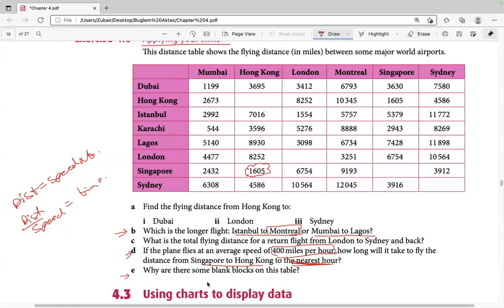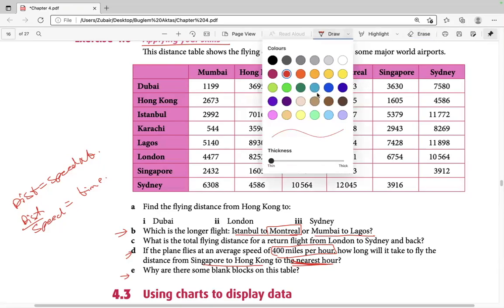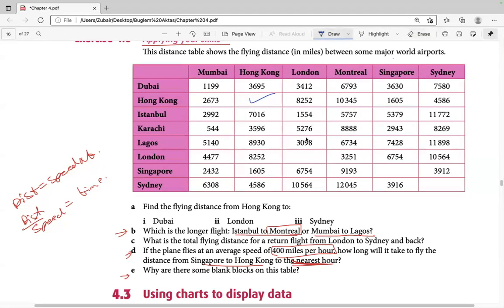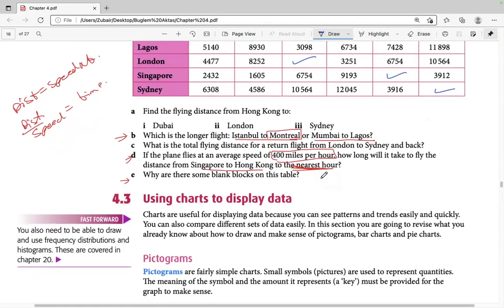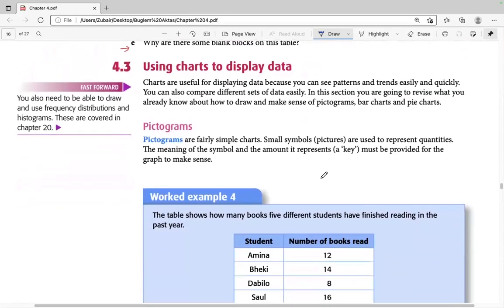E part. Why are there some blank blocks on the table? If it's blank, it doesn't go there, basically. Just see what's written in the first tick. That is Hong Kong to Hong Kong, so zero. London to London, either zero or we say that's the same place. So we are not finding the distance between these two cities.